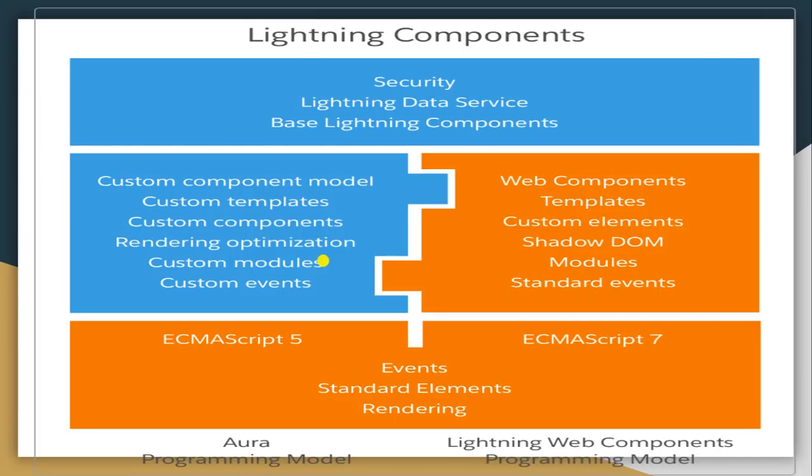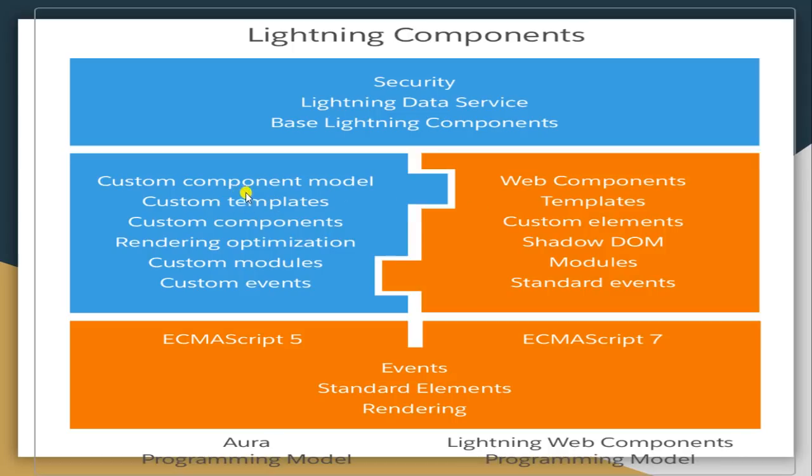And this is the complete comparison. You can see that on the left hand side there is the Aura programming model, and on the right hand side there is the web component model. So you can see the common things that both models are using: Lightning web components and then Aura framework. You can see that security, LDS, and base components both are using, as I discussed earlier. And then if you see here, for the framework, we are using the custom component model. Instead of that we have web components and the standard web standards.